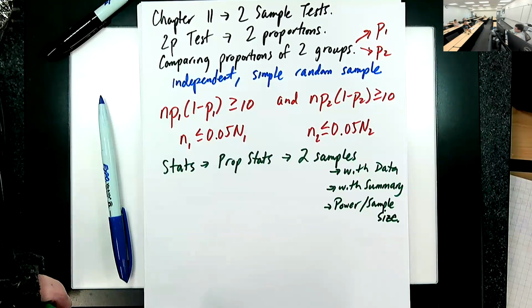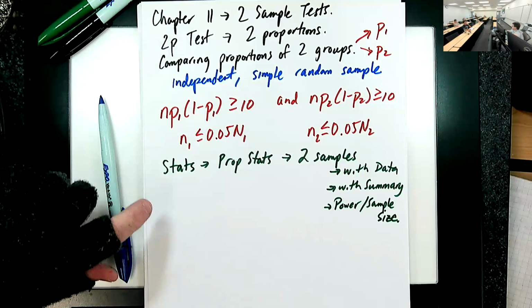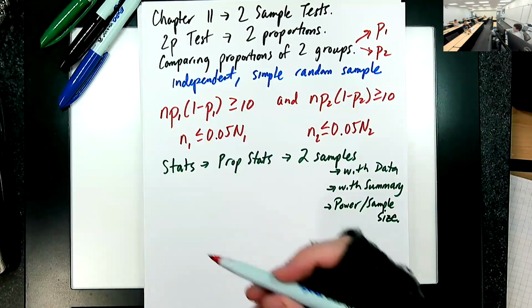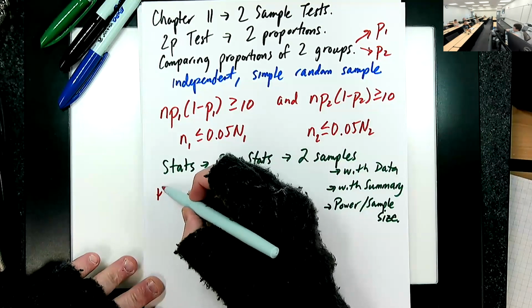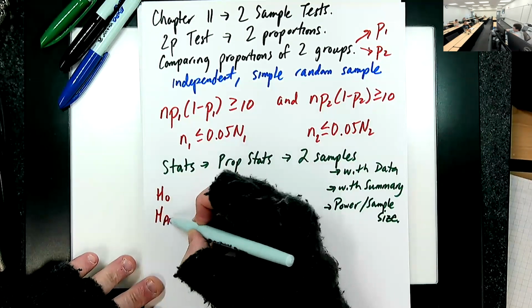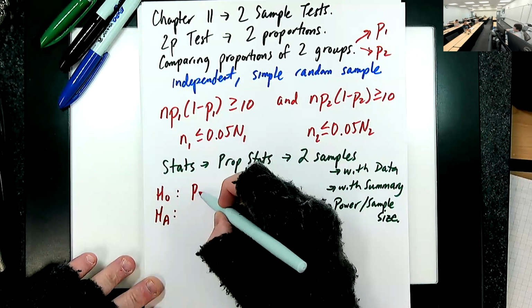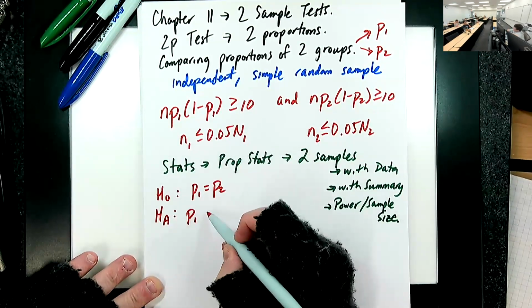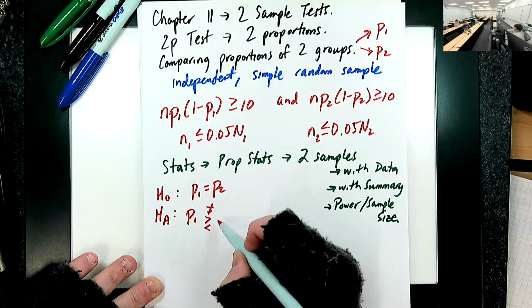So, how do they work? We know our 5 steps. I told you the thing that changes is H naught and HA. So how does H naught and HA change? H naught, a common way that we would write it would be like P1 equals P2, and then P1 doesn't equal, is less than, or greater than P2.